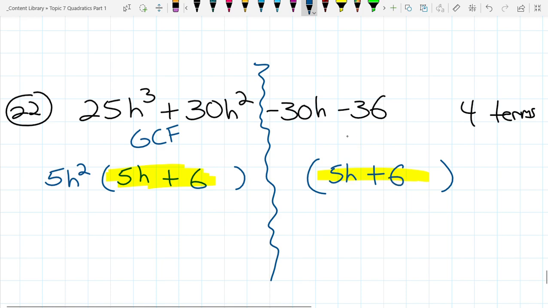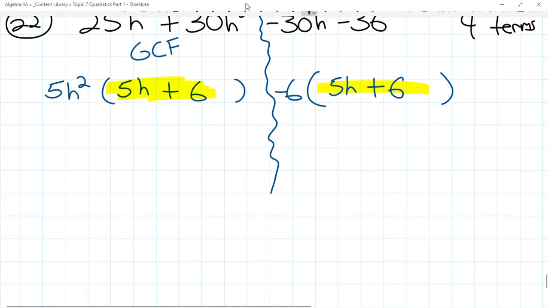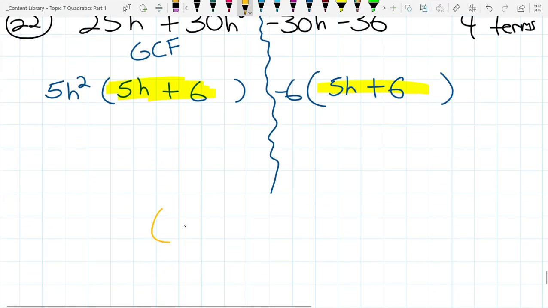Then you see if it's possible. 5 times negative 6 would give you a negative 30. And a negative 6 times a positive 6 would give you a negative 36. So factor by grouping does work. So then your first parentheses are your outside factors, which were 5h squared and a minus 6. Your second parentheses is the inside factor, which was 5h plus 6.